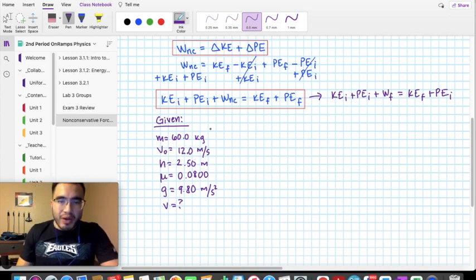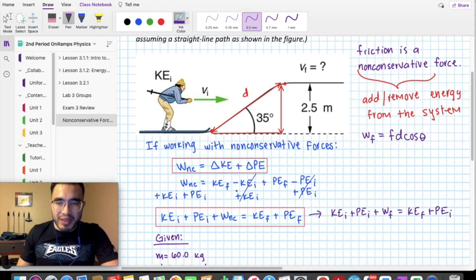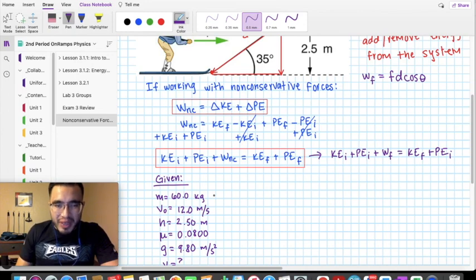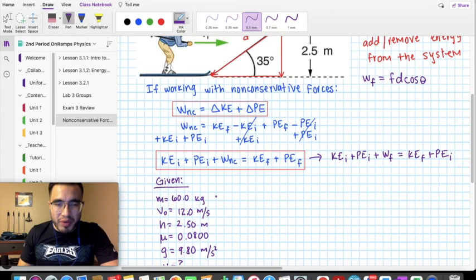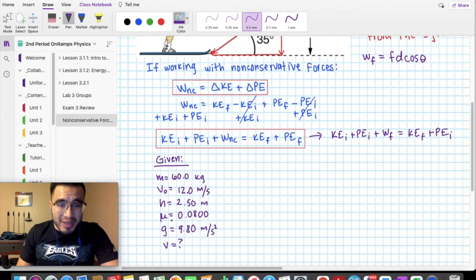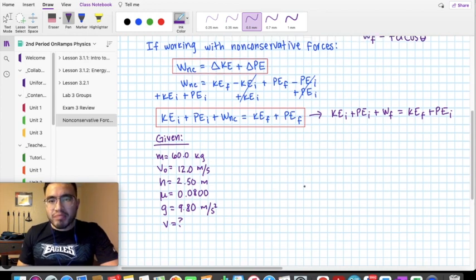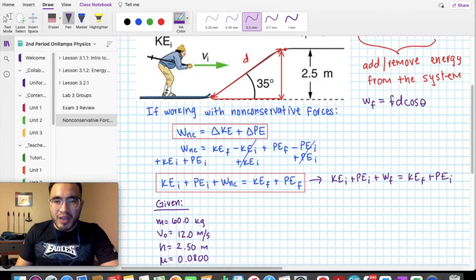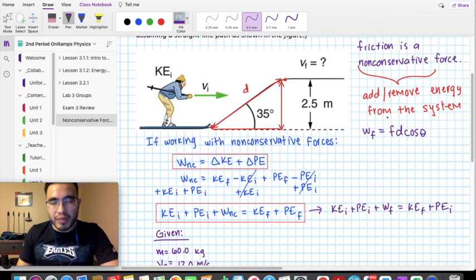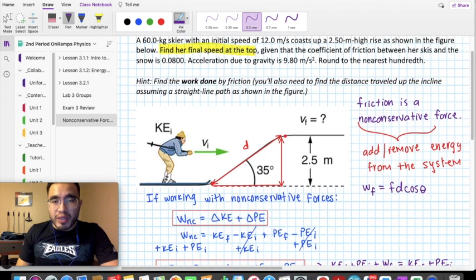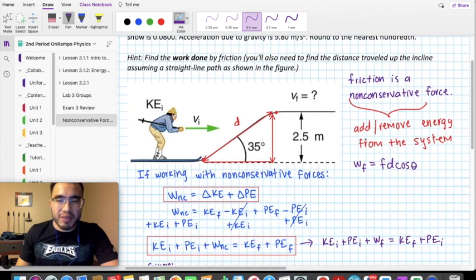As you can see, our given is not really related yet to all this stuff. I know kinetic energy, we have velocity, so maybe we could use it. Potential energy, you have the mass, acceleration due to gravity, and height, so maybe you could use it. But let's focus on the hint. They say find the work done by friction, that's the non-conservative force. To know the work done, we need both the force of friction and the distance d.